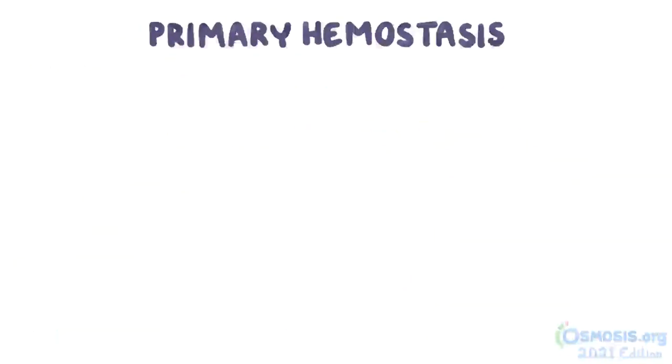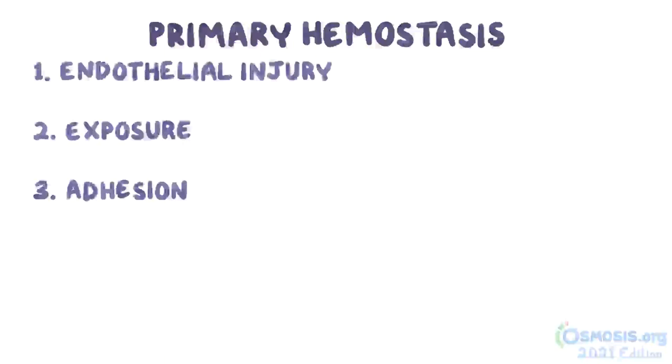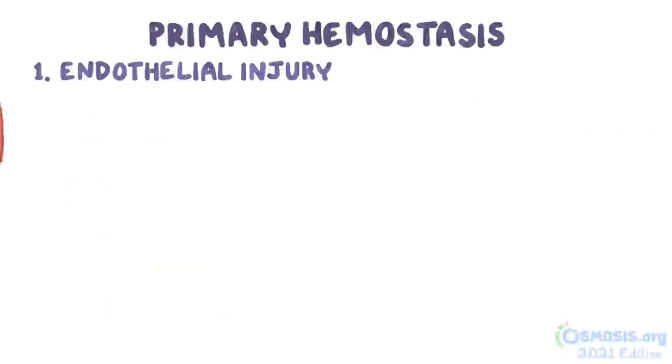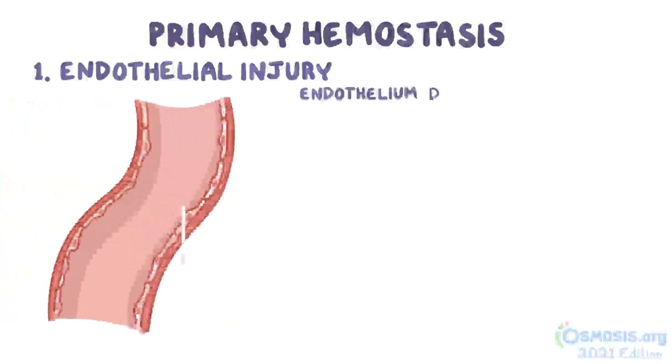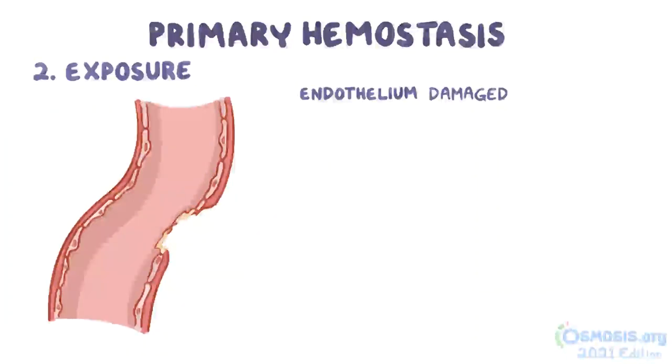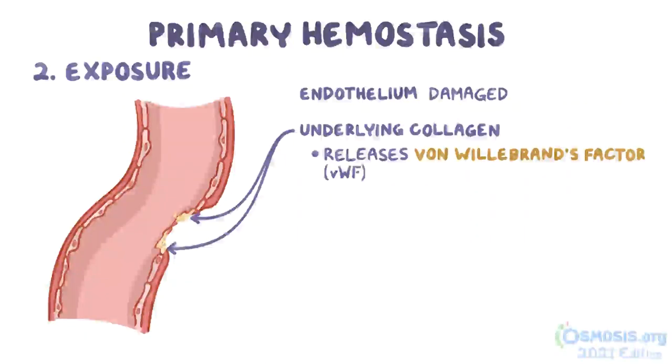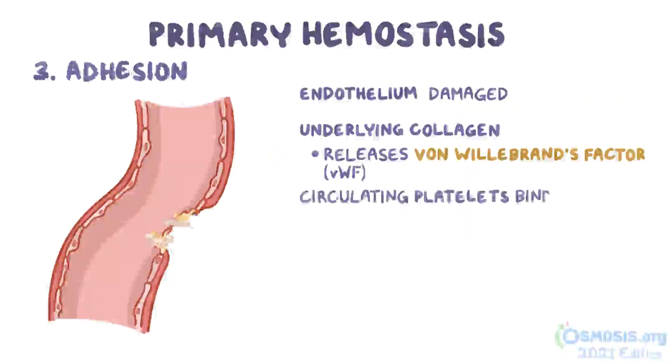Primary hemostasis can be further divided into 5 steps: endothelial injury, exposure, adhesion, activation, and aggregation. Endothelial injury is when the innermost layer of the artery, called the endothelium, gets damaged. The second step is exposure, where the damaged endothelium exposes the underlying collagen. The underlying collagen and the endothelial cells then release a protein called von Willebrand's factor, or VWF, that binds to this collagen. The third step is adhesion, where circulating platelets bind to the VWF via surface protein called GPIB.